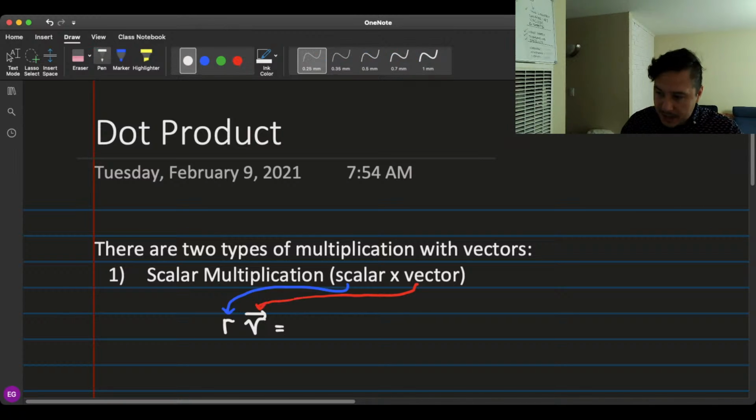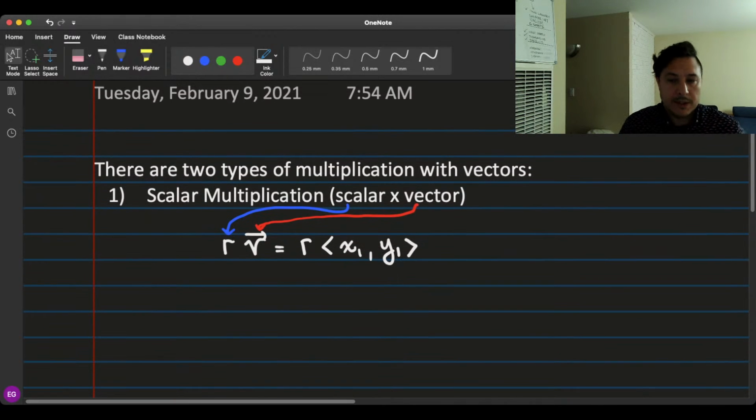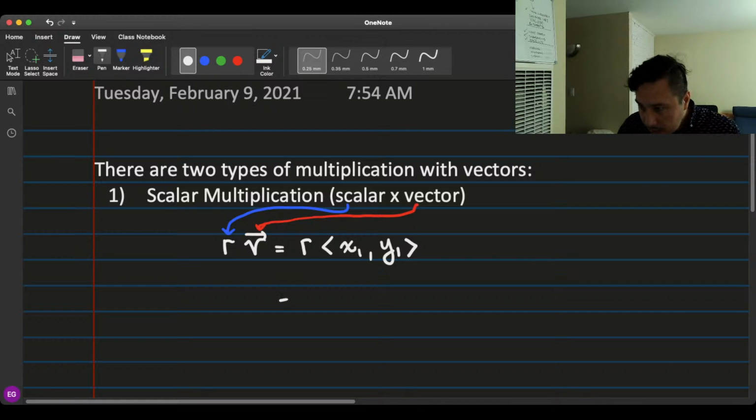And we can rewrite this in component form. You have some number times x1, y1. Now, how does scalar multiplication work? What do you do at this point with scalar multiplication? You just put it inside. Yeah, you distribute the scalar. So what you get is the scalar times each of the components.